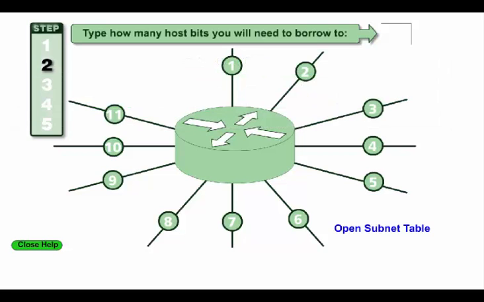Type the value of the exponent in the box in the upper right-hand corner. If the word correct appears in green, you've typed in the correct number. Now click on the Next Step button in the lower right-hand corner of the screen.